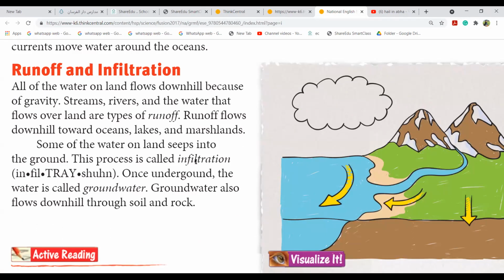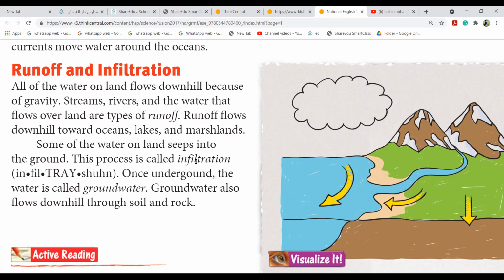You see the picture, when the water goes from one place to another. That is actually erosion. See, when it rains, the water flows from the hill, right? It flows down and then it is collected somewhere, maybe in an area that becomes a lake or a river. So we call it runoff: water that comes down the hill towards oceans, lakes, and marshlands. Some of the water on land seeps into the ground. If you have small holes or pores in the earth's crust, the water goes under the ground. That is called infiltration.